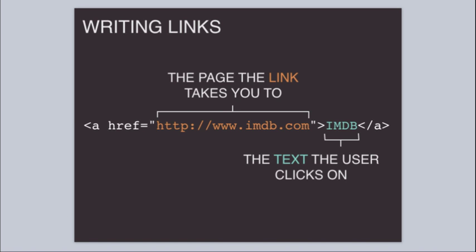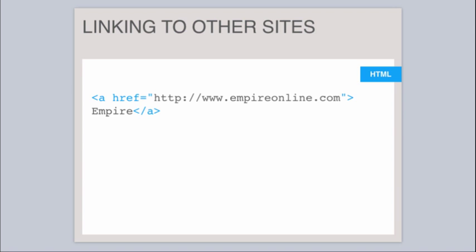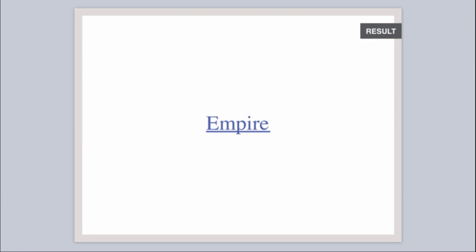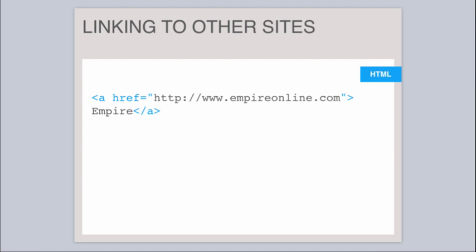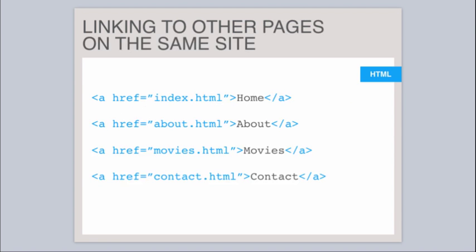All right. Now, when you're linking to other sites, such as this one, to empireonline.com, what you just see is Empire because that's the part that is inside. And this is what is called a fully qualified domain. No matter where you are, this will show you how to get to that page.